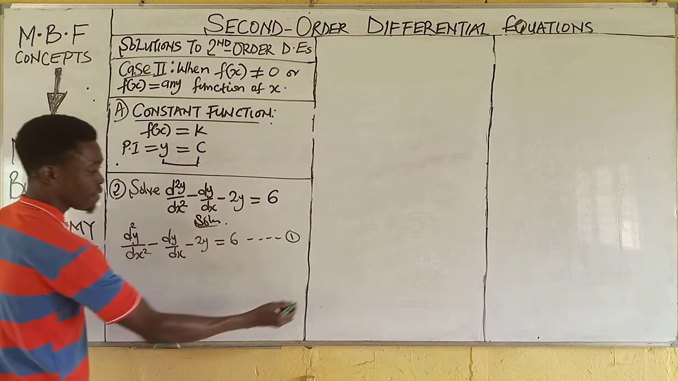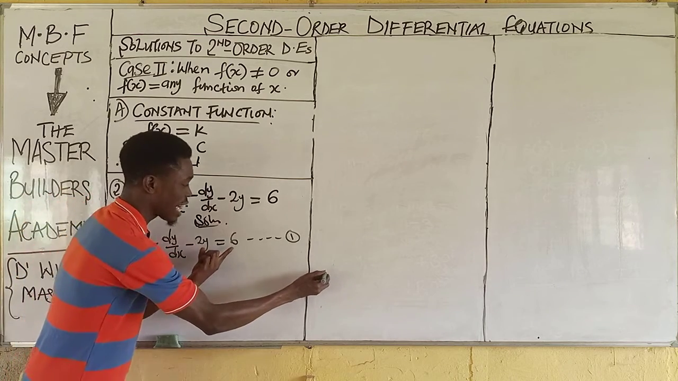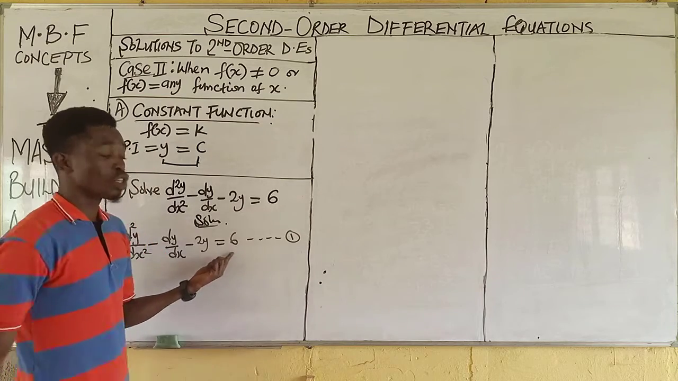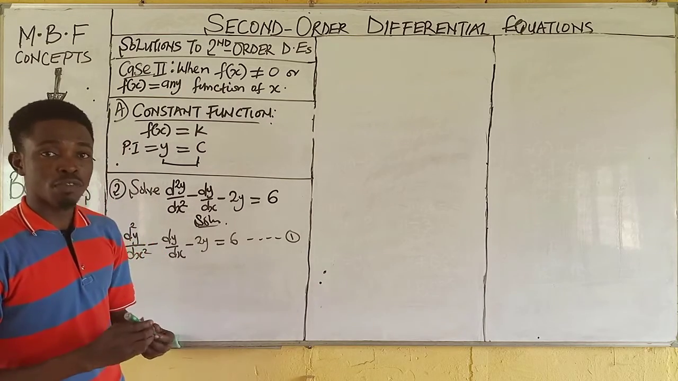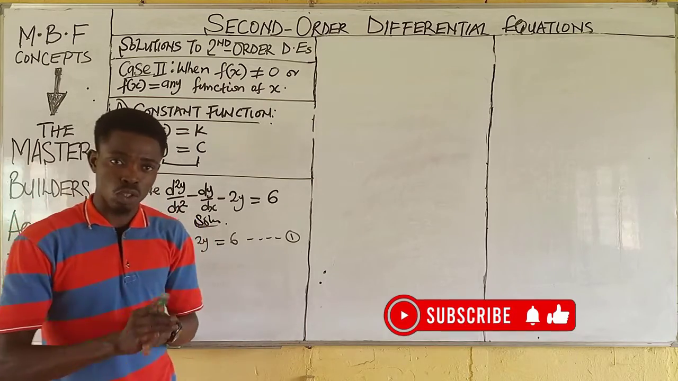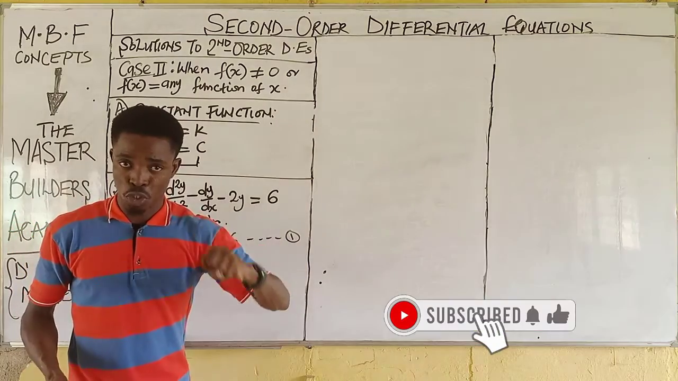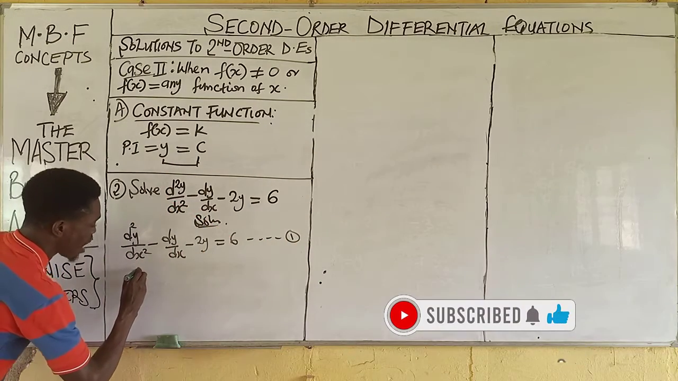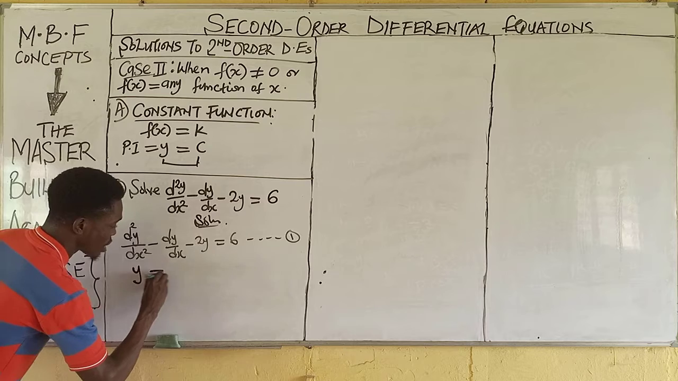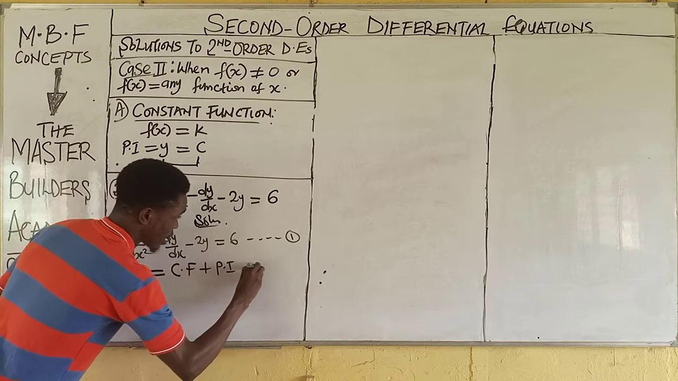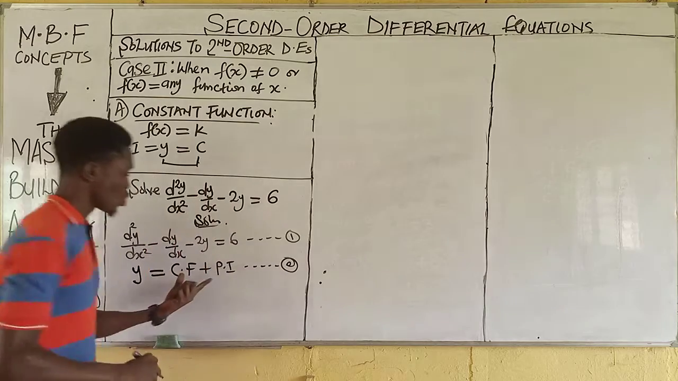Now that we have identified that the right hand side of this equation is not 0, that means this equation contains both complementary function and particular integral. That is to say, the final solution will be the sum of complementary function and particular integral. We therefore have that general solution y is equal to complementary function plus particular integral. This is our equation 2. So this is where we are going.